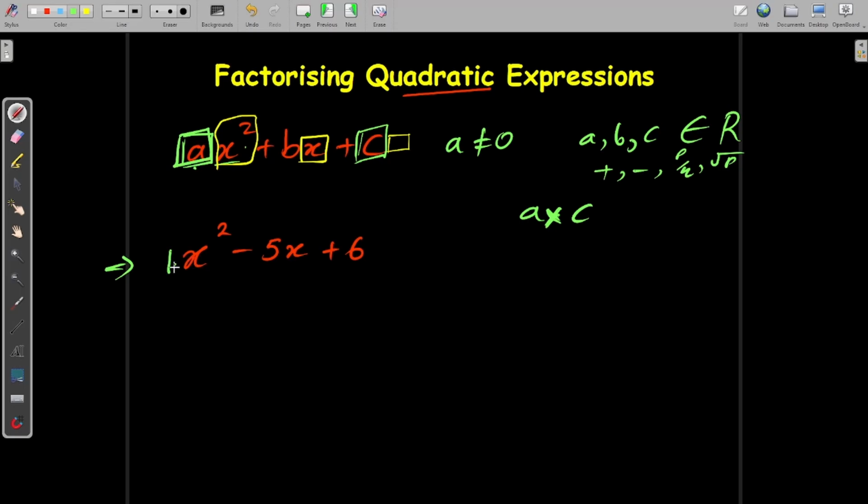In this one it is 1. There is nothing, and nothing means there should be 1. And c is straight away this. So a is 1. Always try to identify what is a and c. So 1 into 6.